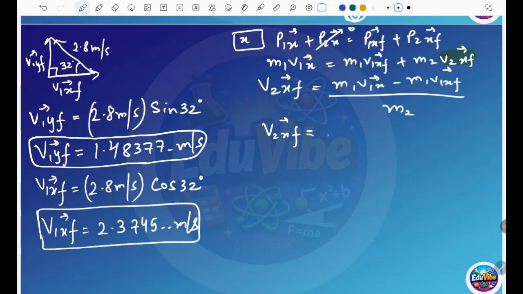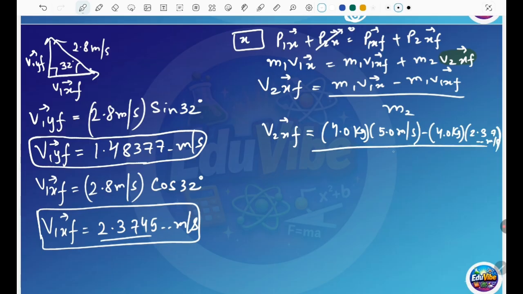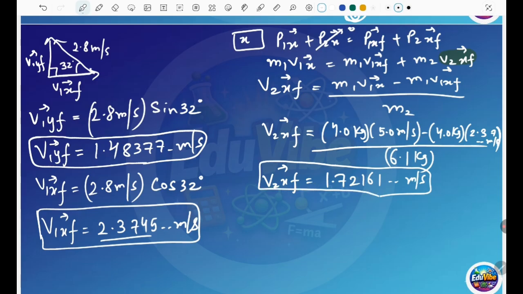So this is equal to: M1 we have 4.0 kg, for V1H we are given 5.0 meters per second, minus again 4.0 kg times V1H final, which is 2.37 meters per second. This is the non-rounded value, divided by 6.1 kg. When we solve this, we get V2X final of about 1.72161 meters per second. So that's how you find the x component.